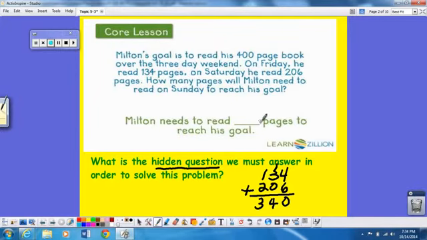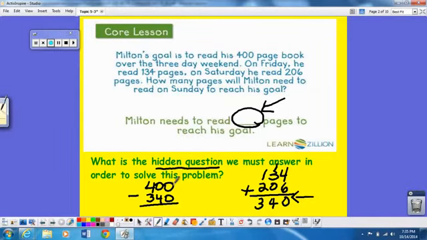But the only way to get this answer, the only way to know how many pages he has left to read, is to find out how many pages he's already read. We know that the book has 400 pages. Now we know that he's already read 340. So if we simply subtract 340 from 400, we're going to know the answer to the question that it's asking us in this problem.